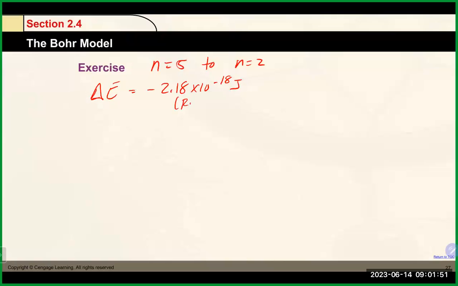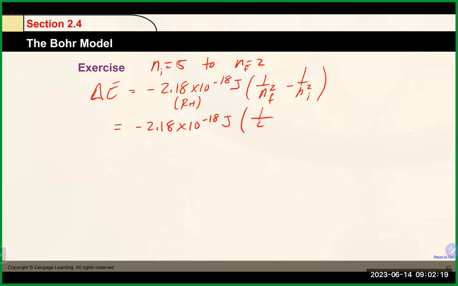Again, that is Rydberg's constant. And we're going to do our 1 over n squared final minus our 1 over n squared initial. Obviously, this is our initial here, and that is our final, and we will put it in. So minus 2.18 times 10 to the minus 18, 1 over basically 4, as we square the 2, right? Minus 1 over 25, as we square the 5 there.